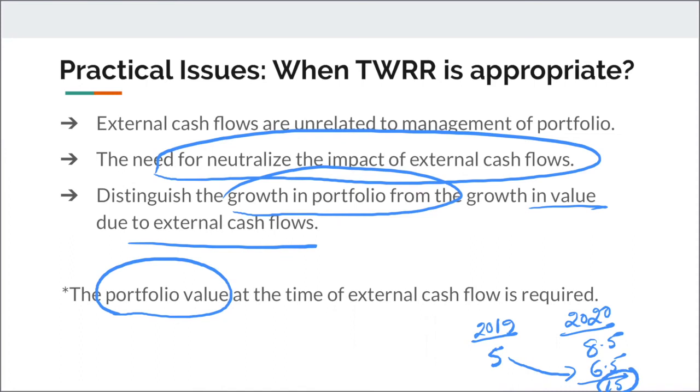So you need to know, whenever cash is injected or withdrawn, the portfolio value at that point in time. So there is a need for accounting of a portfolio. You need to record the portfolio value every time there is a cash inflow or a cash outflow.